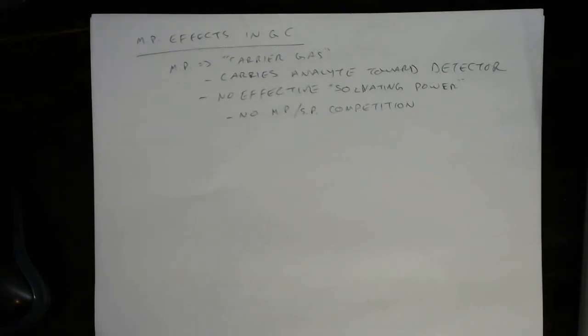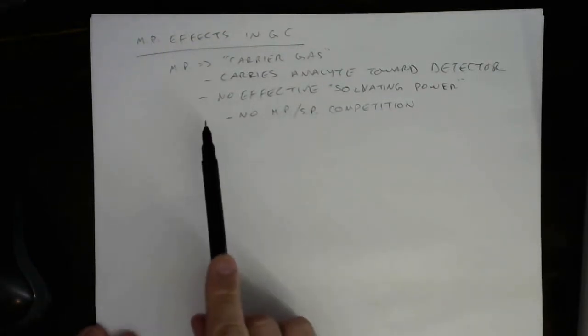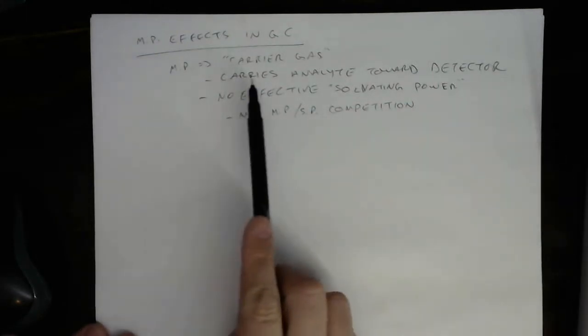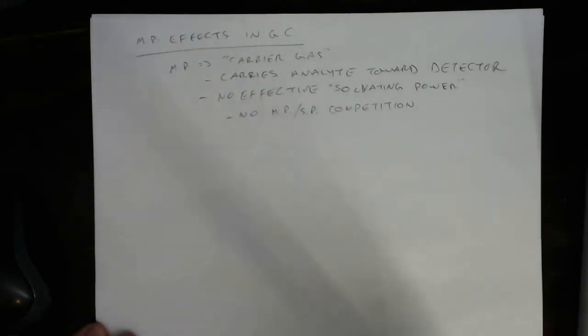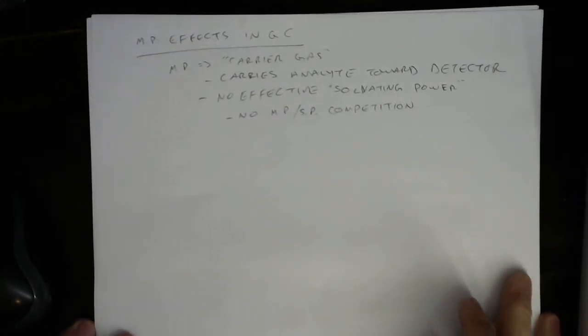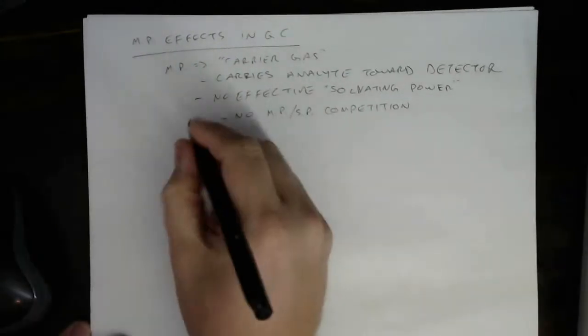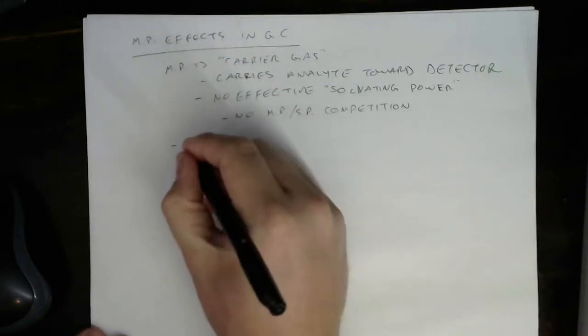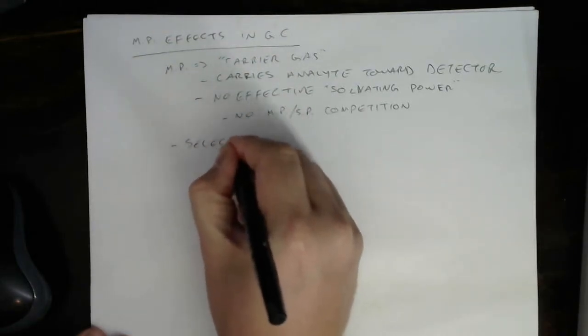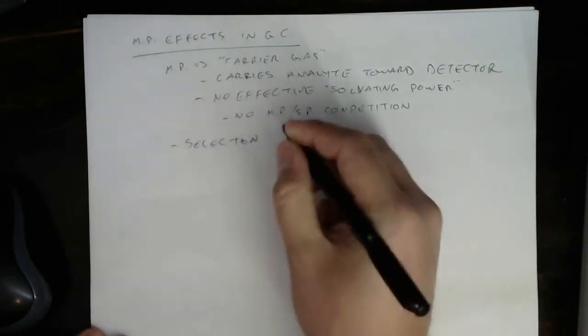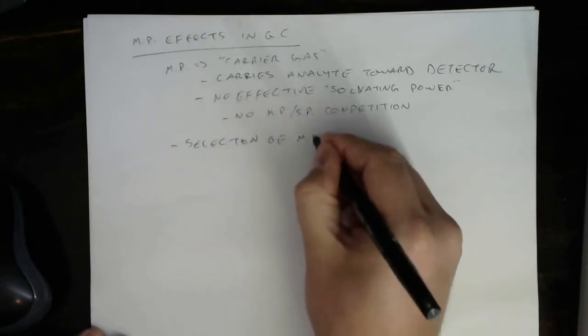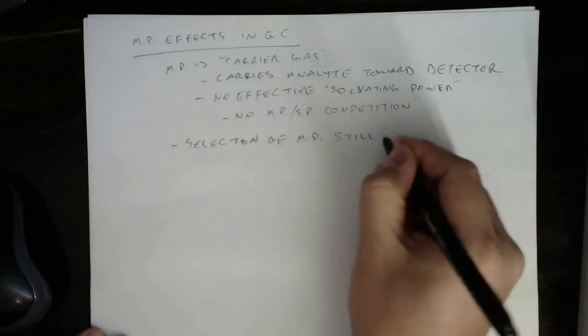So it might seem like it really doesn't matter what mobile phase you use, right? Your carrier gas could be literally anything you have a cylinder on hand of, right? You got an old cylinder of argon, just shove that thing on your GC. Actually, it does make a difference. So selection of the mobile phase still matters.